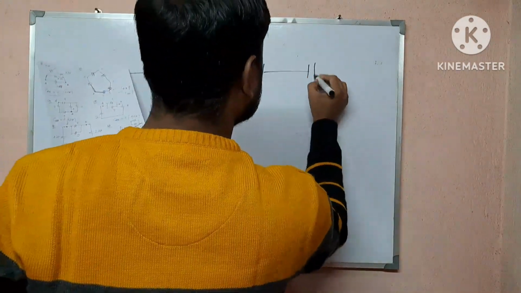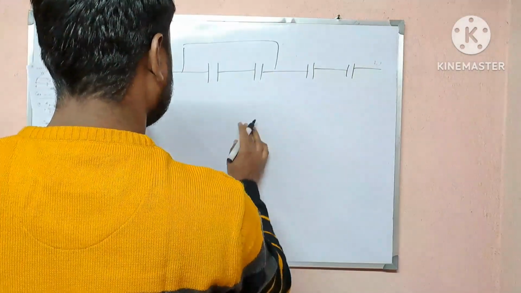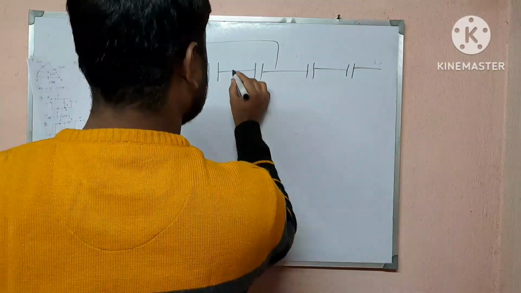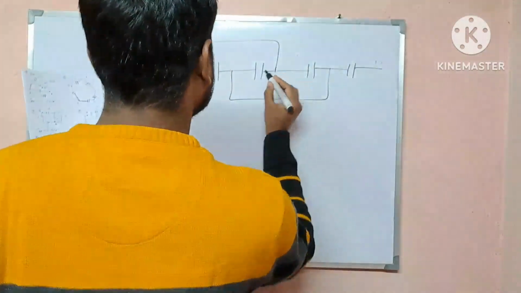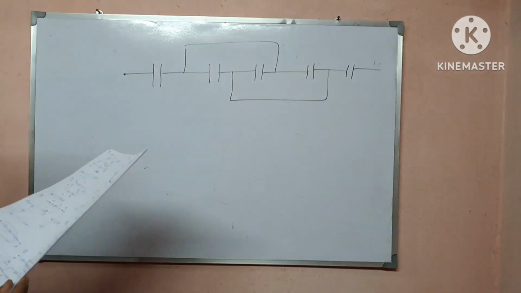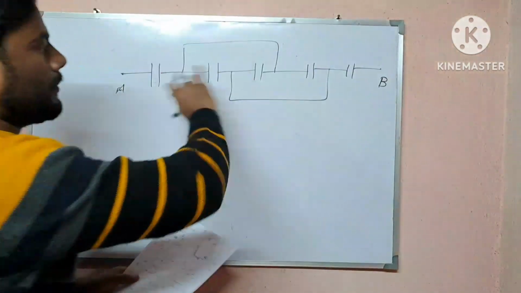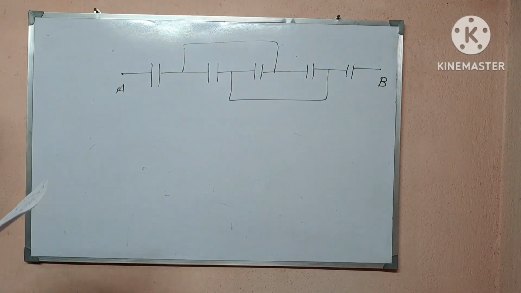So this is another one. This is another one. So we'll take these two. They're shorted as well as these two are shorted. Now you have to find the equivalent capacitance. 1, 2, 3, 4, 5 capacitors are there. So this point is A, this point is B. All the capacitors have the same capacitance C. So how will we solve it?